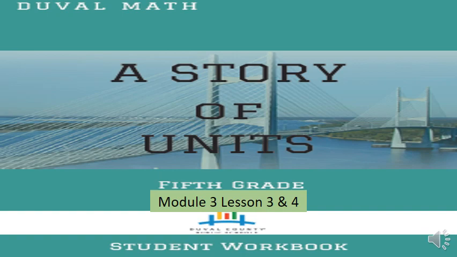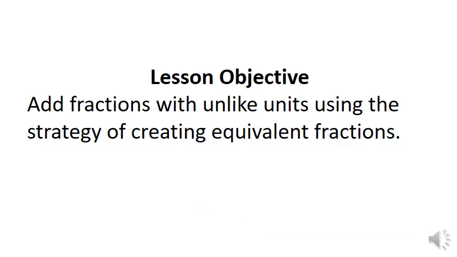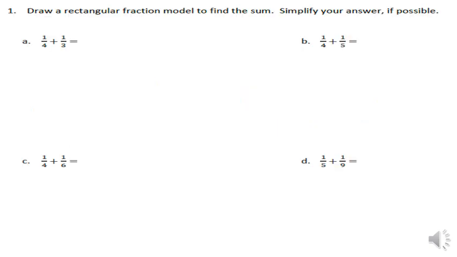In Module 3, Lesson 3 and 4, we're going to use area models in order to add unlike fractions. Unlike fractions are fractions that have different denominators. Now, in class, what we did is we have two fractions, 1/4 and 1/3.